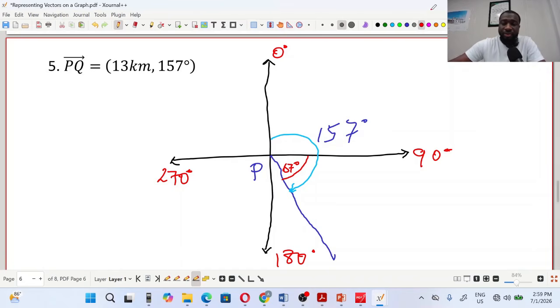So this is going to be my Q. And I know I'm moving from P to Q, so I use this to show. But then how many kilometers? I write it on top, 13 kilometers.